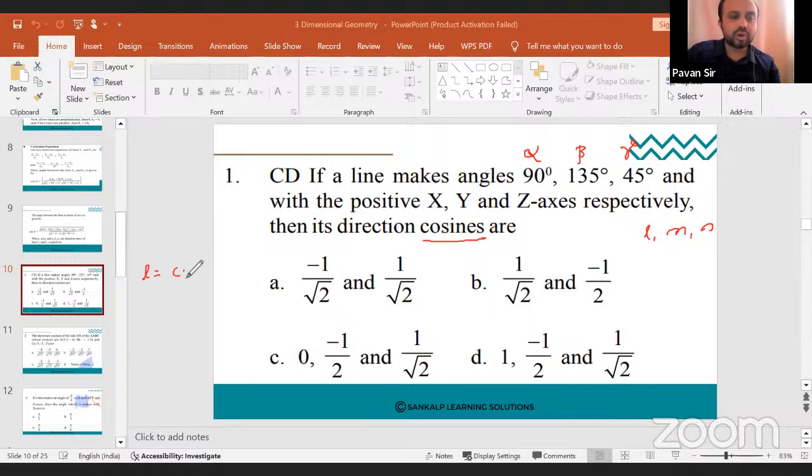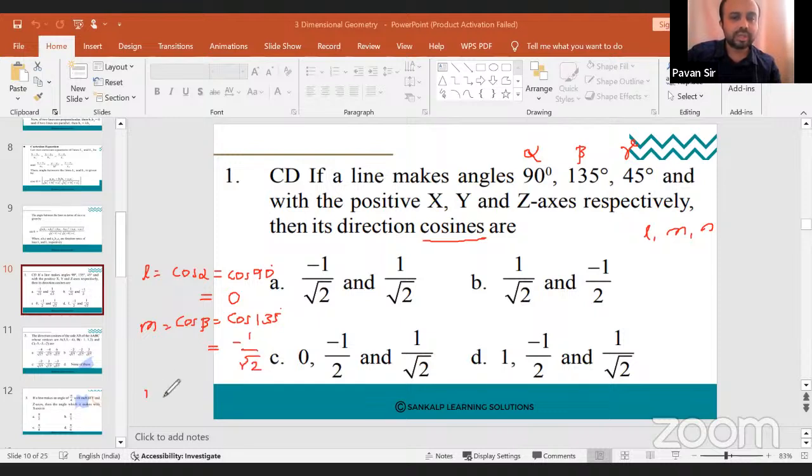l is cos of alpha, because we want the cosine of the angle. Cos of 90. What is cos of 90? It is 0. Sin 90 is 1, so cos 90 will obviously be 0. The next, m. m is equal to cos of beta, and beta is 135. So what is cos of 135? Cos of 135 is minus 1 by root 2.